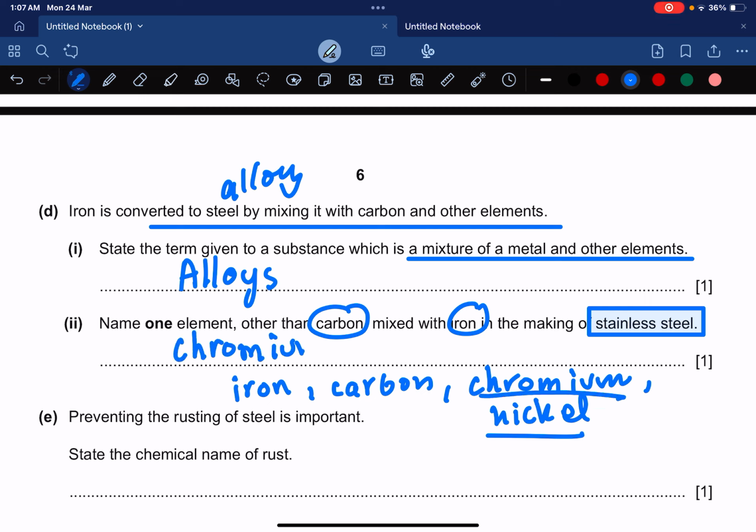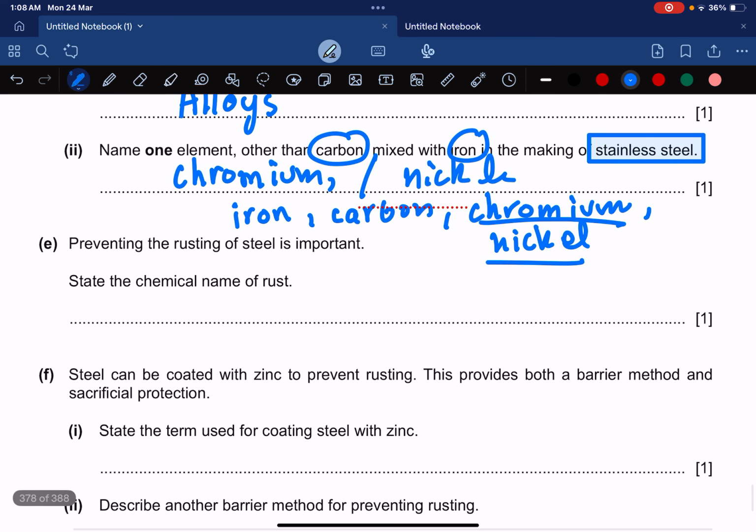It is stated in the syllabus. Okay, chromium, or you can write nickel. Write any one of them. Acha. Preventing the rusting of steel is important. State the chemical name of rust.